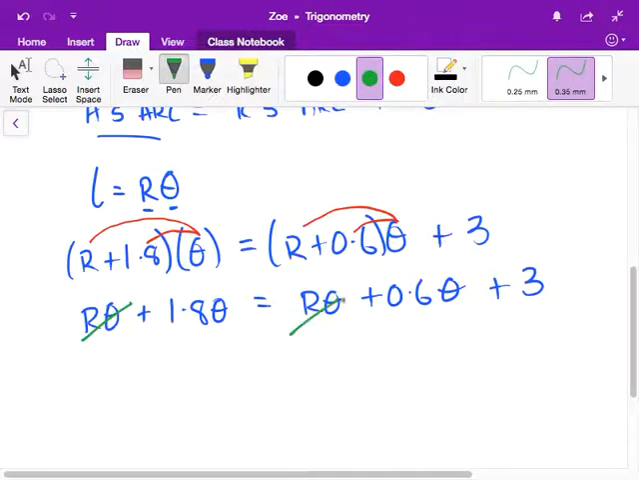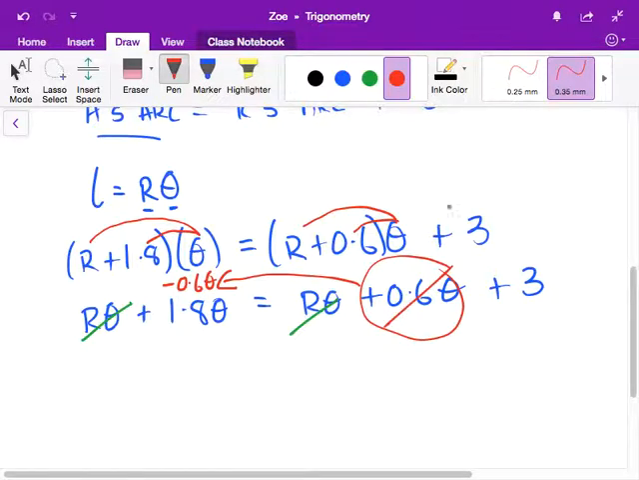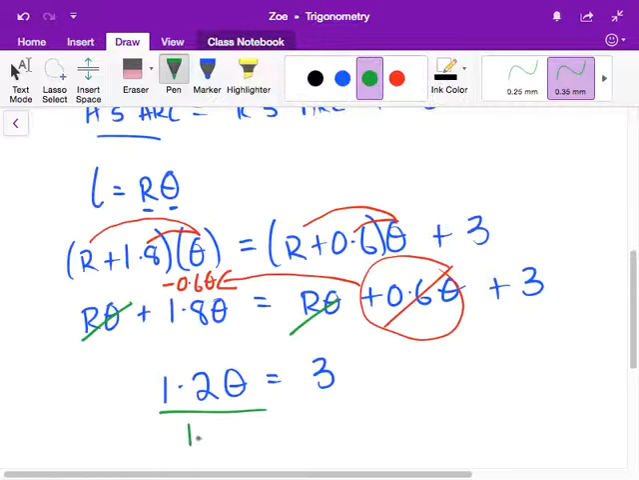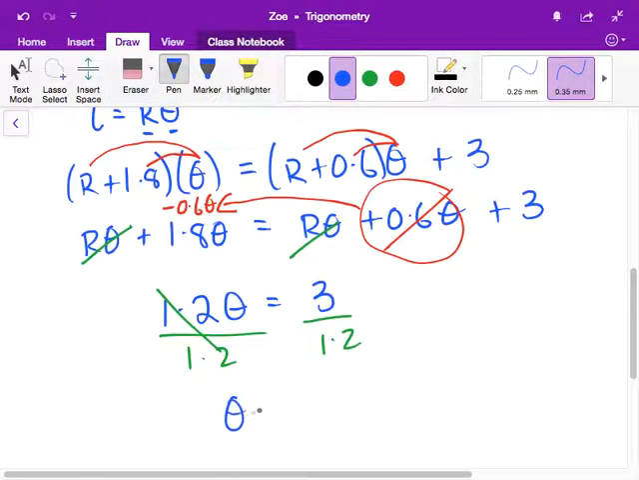The R thetas on both sides will cancel. I'm going to bring this, so the theta is kind of like an x, so I'm going to gather the x's. I'm going to bring this across, and it'll be minus 0.6 theta, and it'll be gone from there. So that is 1.8 minus 0.6 is 1.2 theta equals 3, and then divide across by 1.2. So 3 divided by 1.2 is theta equals 2.5 radians.